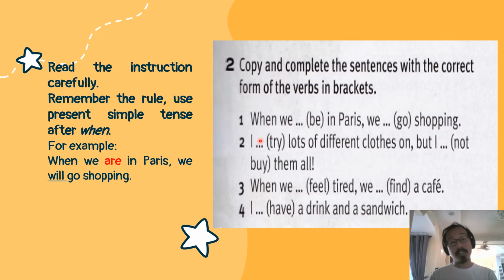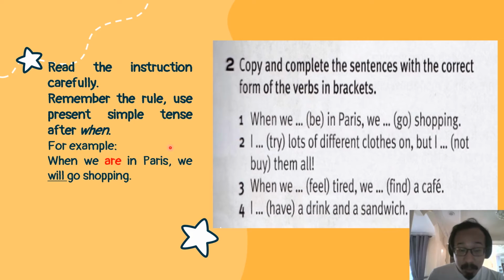Okay, let's try to look at the first one. The first one is, when we, the verb in bracket is be. So be here refers to the be verbs, for example, is or are. Okay, when we in Paris, we, the verb in the bracket is go shopping. So let's look at the example that I have here. Remember this. Remember the rule.